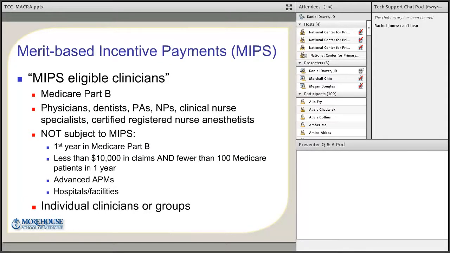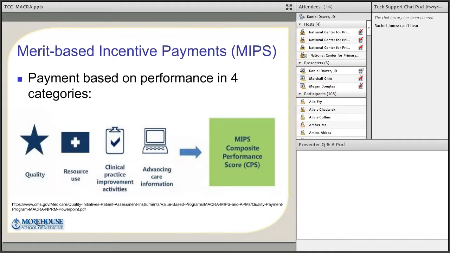So who exactly are these eligible clinicians under MIPS? Well, folks under Medicare Part B that get Medicare Part B funding. So what they've done is to include physicians, DOs, MDs, dentists, physician assistants, nurse practitioners, clinical nurse specialists, and CRNAs. Not subject to MIPS are those clinicians that are in their first year of taking Medicare Part B, those clinicians that have less than $10,000 in claims for Medicare reimbursement and see fewer than 100 Medicare patients per year. In addition to that, hospitals and advanced APMs are also exempted from this. And the way folks can report is individually or in groups. And that, of course, depends on the preference for the practice.